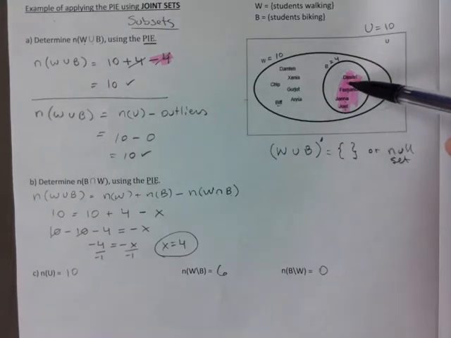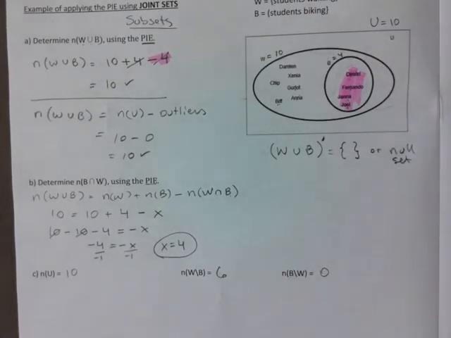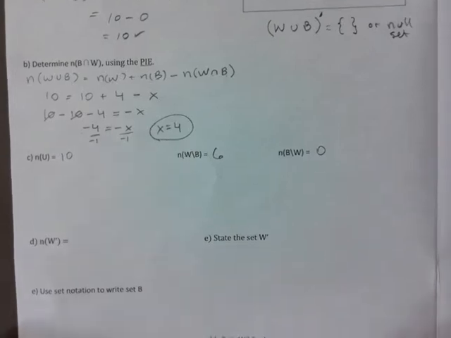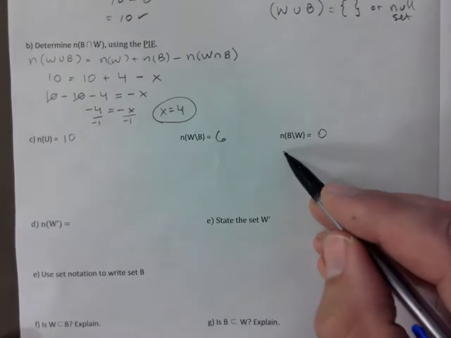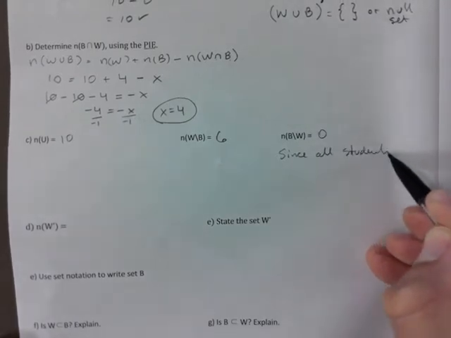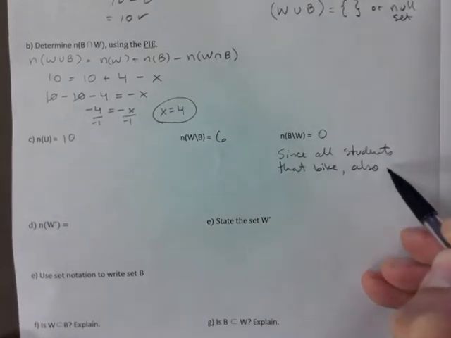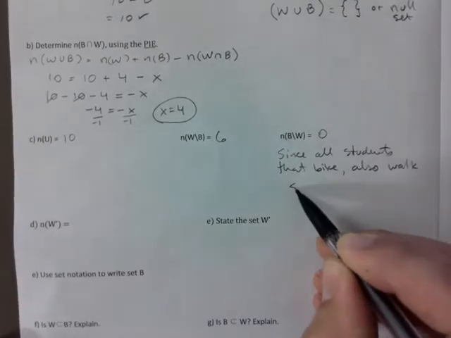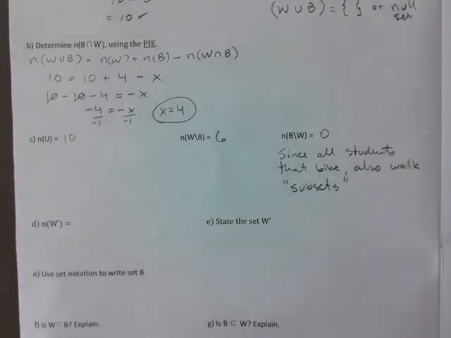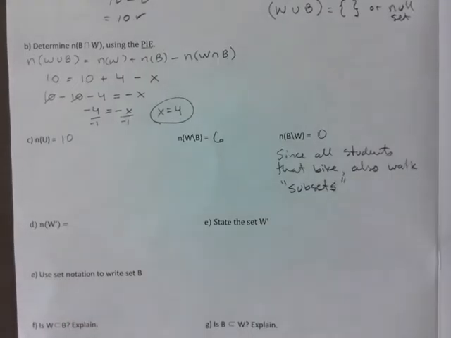Because all Dimitri, right, bikes but also walks, because think of the walking circle. So you kind of have to be careful sometimes. That's why I gave you a bunch of scenarios to start off with. Since all students that bike also walk, subsets. Actually, because of subsets, let's leave it like that, because of them being subsets.